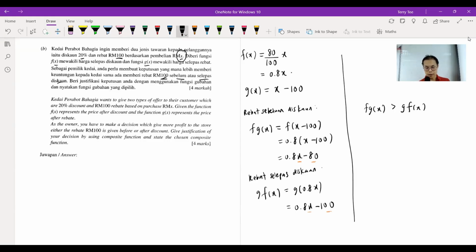So the answer is the suitable, nyatakan fungsi yang, okay, so we should say, therefore, you bagi rebate sebelum discount, and the fungsi that you should give will be fg(x), because with fg(x), you actually give less discount. You actually sell at a higher price compared to rebate after discount, where you're actually selling at a lower price. Okay.